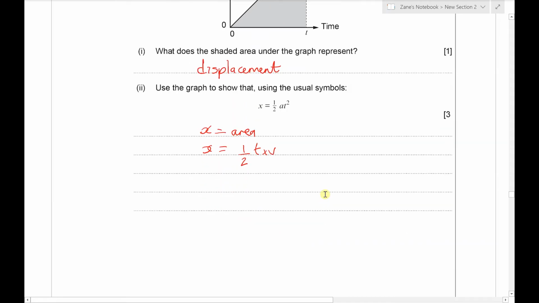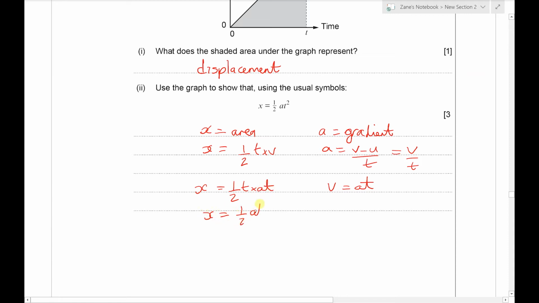But also we have that the gradient is the acceleration. So the gradient is v minus u generally over t, but here u is 0, so we can say that the acceleration is simply v over t, and hence v is a times t. So if we go back to the previous expression, if we replace the v by a times t, you'll see that we get the half at squared as required.